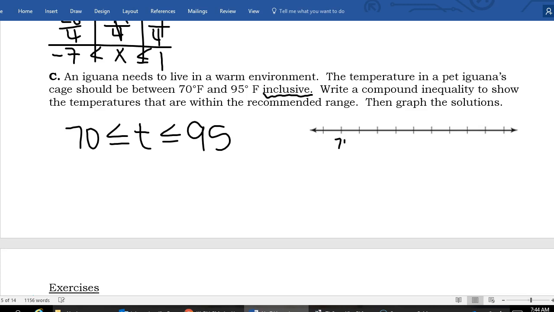So I'm going to just start with 70 here. I'll put 80 here. I'll put 90 here. I'll put 100 here. I really don't need to keep going, but if I go by 5s and label every other one, I can circle my 70 and or equal to it. I can circle my 95 and or equal to it. And then I can shade between. So we are saying it can be anywhere from 70 to 95, including 70 and 95. Open circles would not include those, but my closed ones do.